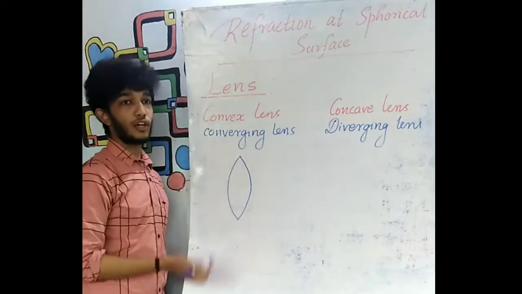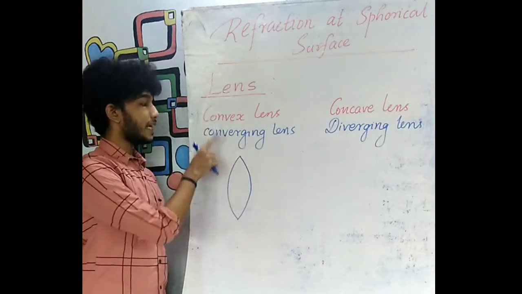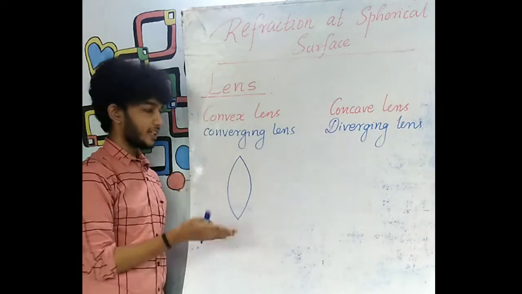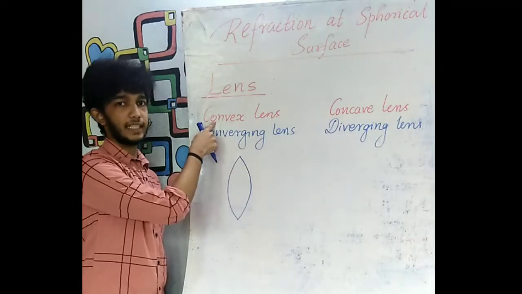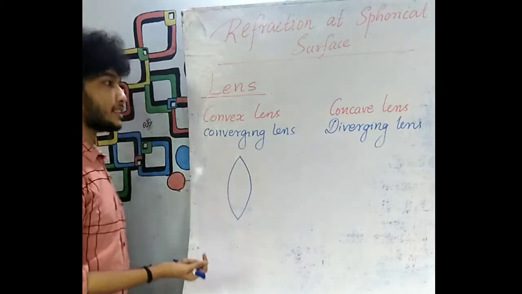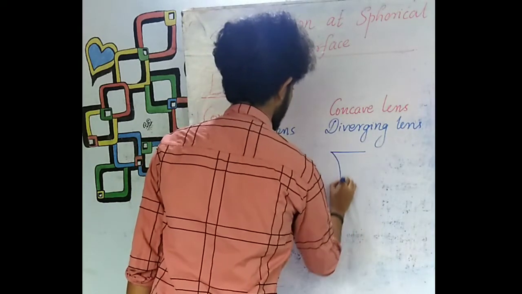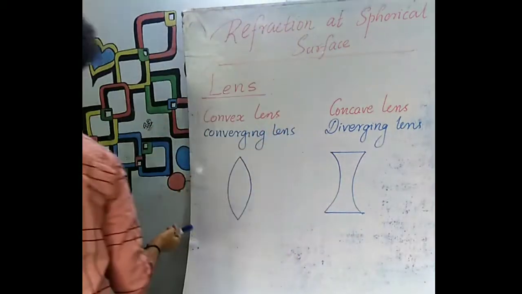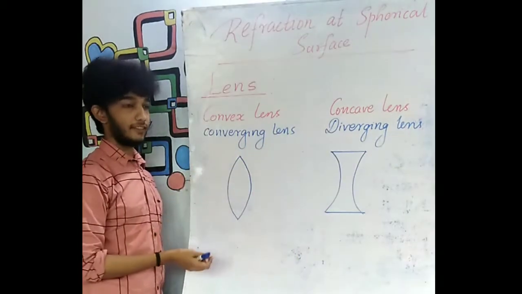surfaces should be convex. So in this chapter, we shall be discussing only about double convex lenses and double concave lenses. A double convex lens of this type can be simply called a convex lens, and a double concave lens can be simply called a concave lens. I am going to draw a concave lens. This is how we pictorially represent the convex lens and a concave lens.